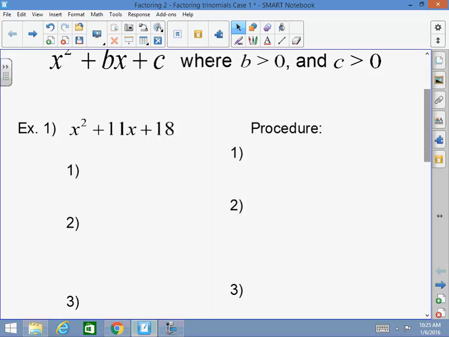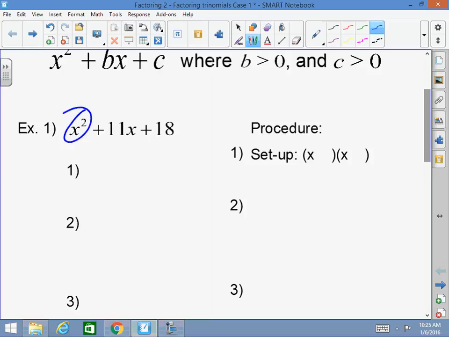So we have this quadratic function, or actually expression, x squared plus 11x plus 18. I want to factor it. So the first thing I'm going to do is a setup. And my setup is I'm going to break up this x squared. I'm going to find the square root of that x squared.